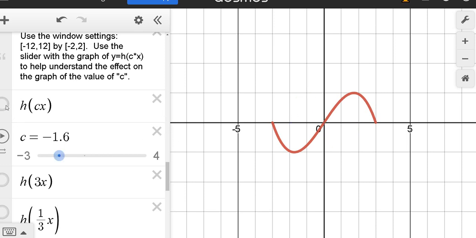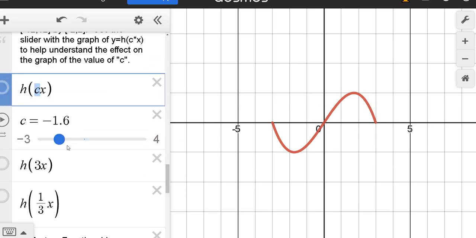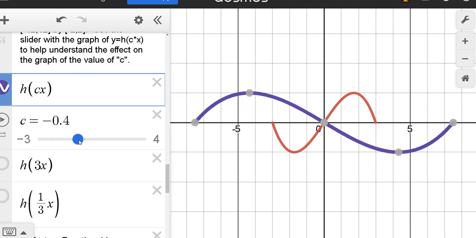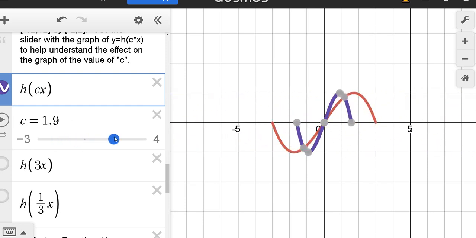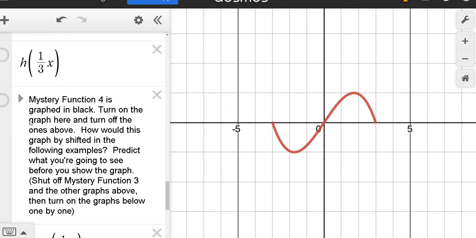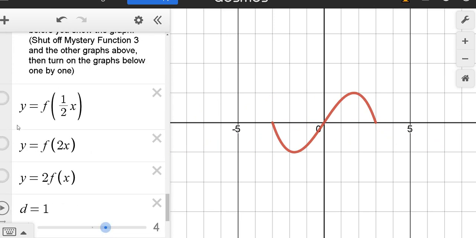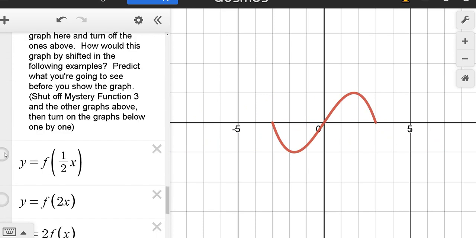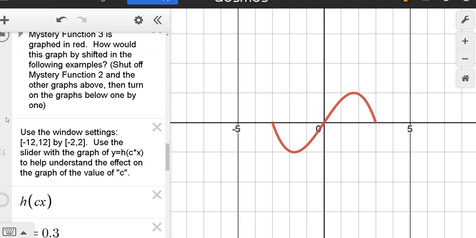There's a different behavior when you have that C on the inside as opposed to C on the outside. Now when C is greater than 1, it compresses things. And when it's between 0 and 1, it stretches things. The opposite is true with our last function here. Let me turn this graph off.